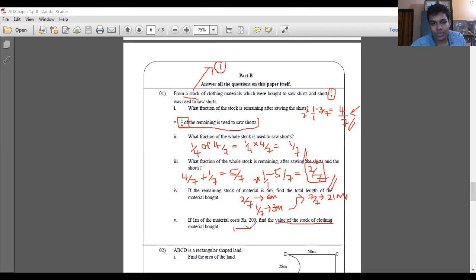Now they have given the unit price, the unit amount. So 1 meter is 200. So 21 meters is multiplied by 21. That is 4,200 rupees. Those two questions are direct proportion method questions, which are very, very simple.